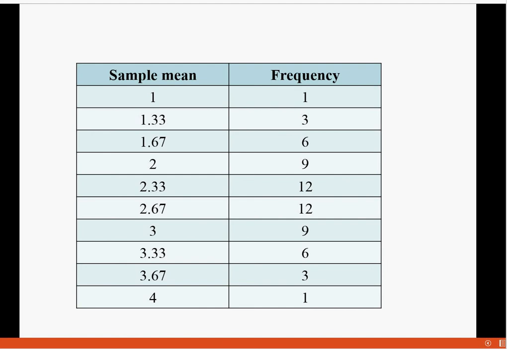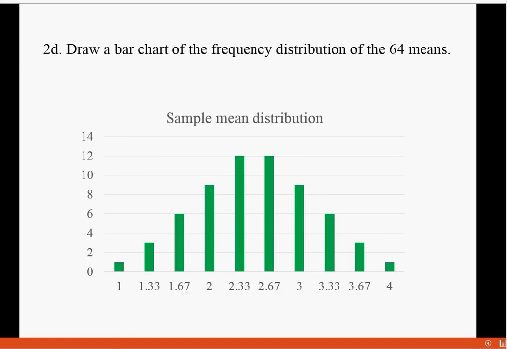Then draw a bar chart of the frequency distribution of the 64 sample means. I already completed this, and there's no need to demonstrate how to do it. You can do it at home, either using any kind of computer software or manually. But make sure that all the bars are not adjacent to each other. Again, this is a symmetrical distribution. Compare with the population, which is a uniform flat distribution, and this is a symmetrical distribution.